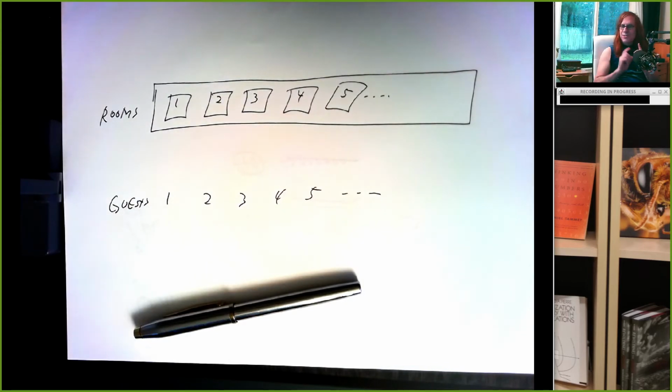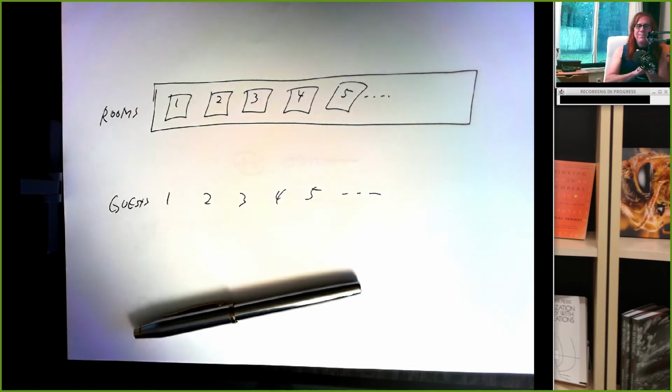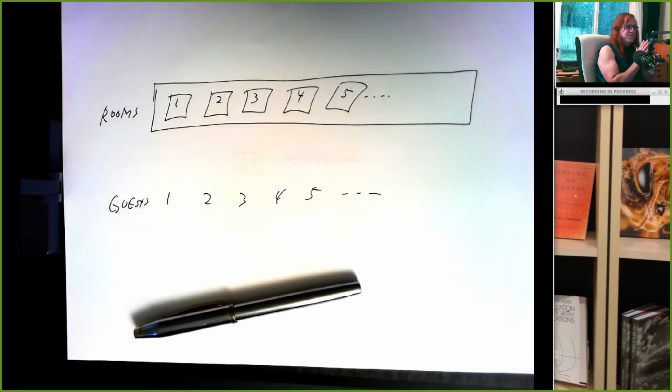So here's the first question of the story. Given that this infinite number of rooms was completely filled, how did the desk clerk find a room for this new guest? And we don't want to kick anybody out, and we don't want to double anybody up in a room, by the way.